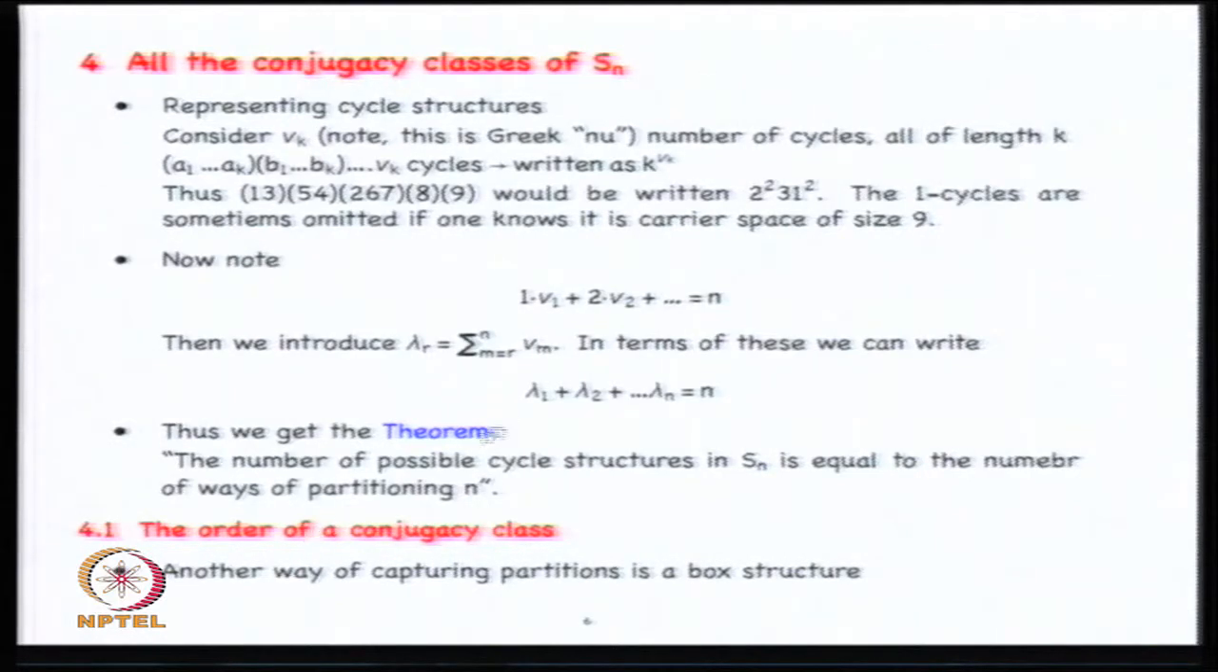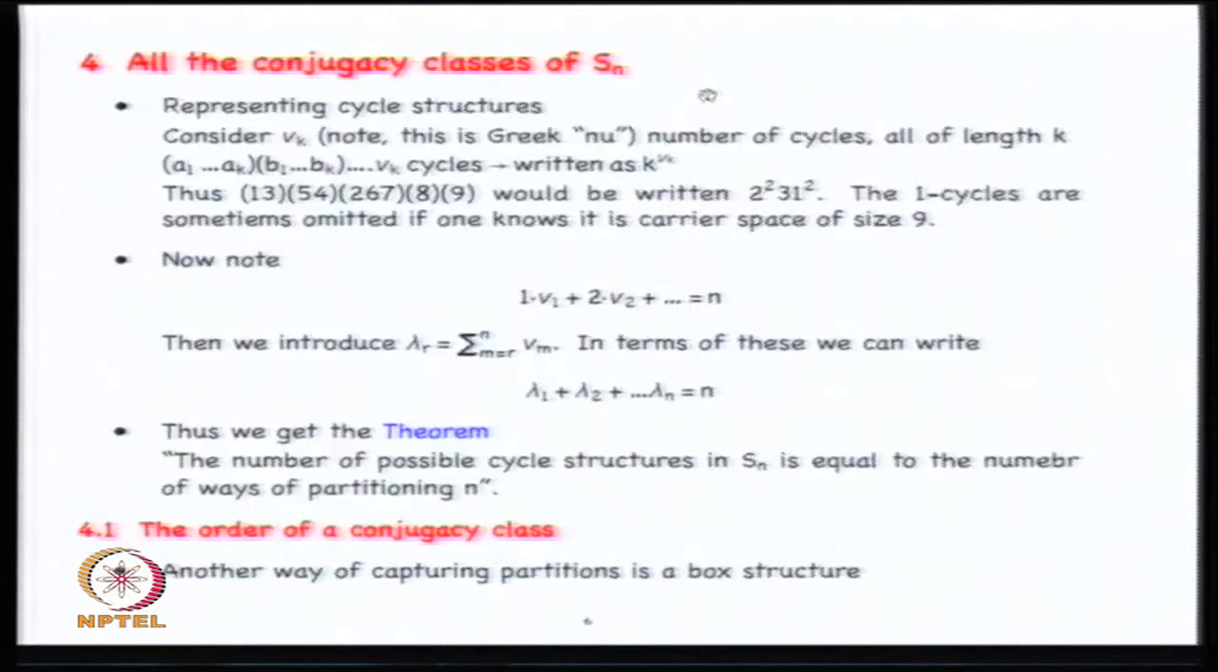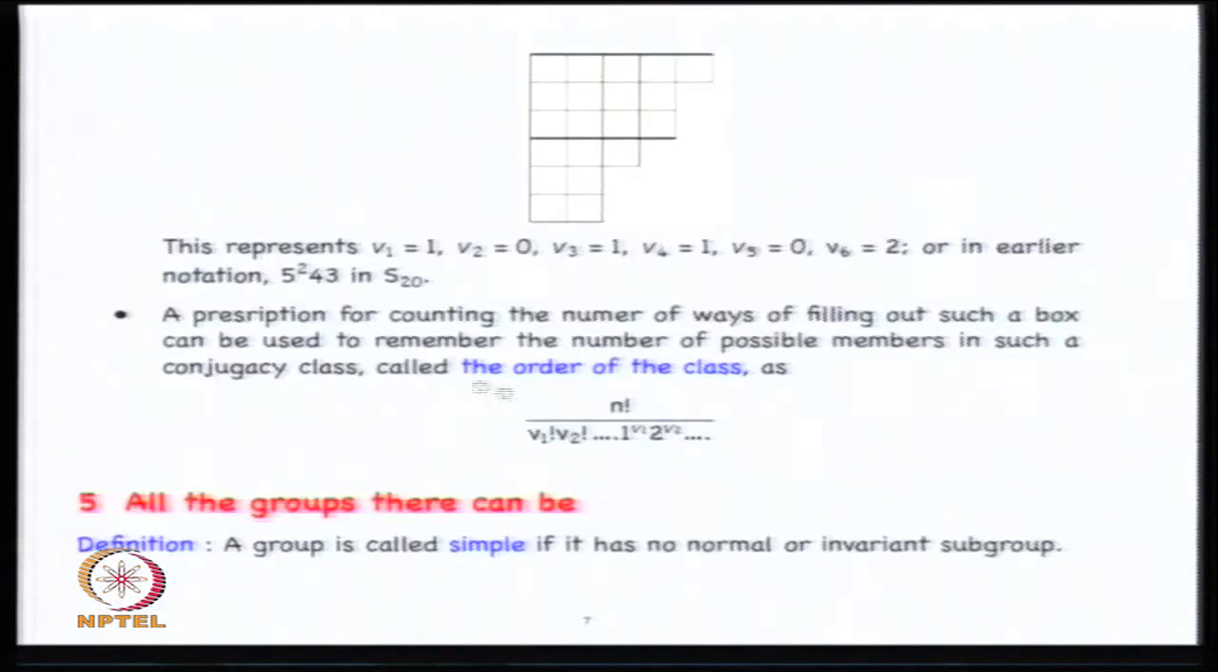but two things. One, instead of writing this and instead of writing the summation that we wrote, there is another way of representing the possible cycle structures. So that is what the last line here says. Another way of capturing possible partitions is a box structure. So suppose I have S20. This 20 is chosen so that I can draw a large enough figure.